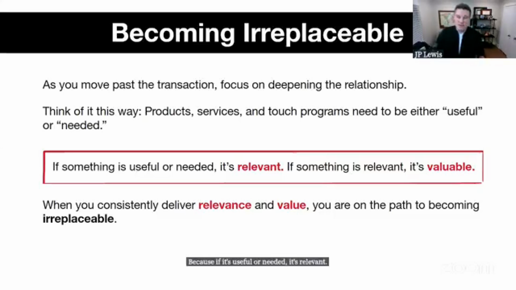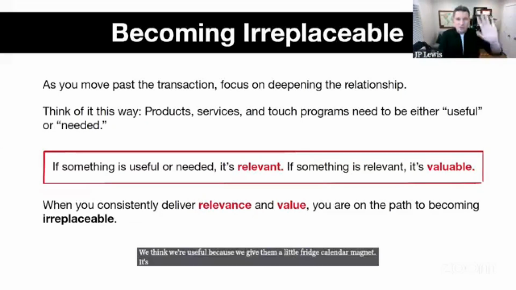What we mean by this is most marketing in the real estate industry is not useful and it's not needed. It's just, look at me. In the United States, we're the worst about it. We think we're useful because we give them a little fridge calendar magnet with our picture on it, and they put it on the refrigerator in the kitchen. And maybe it tells them the schedule for the school or the local football team or something like that.